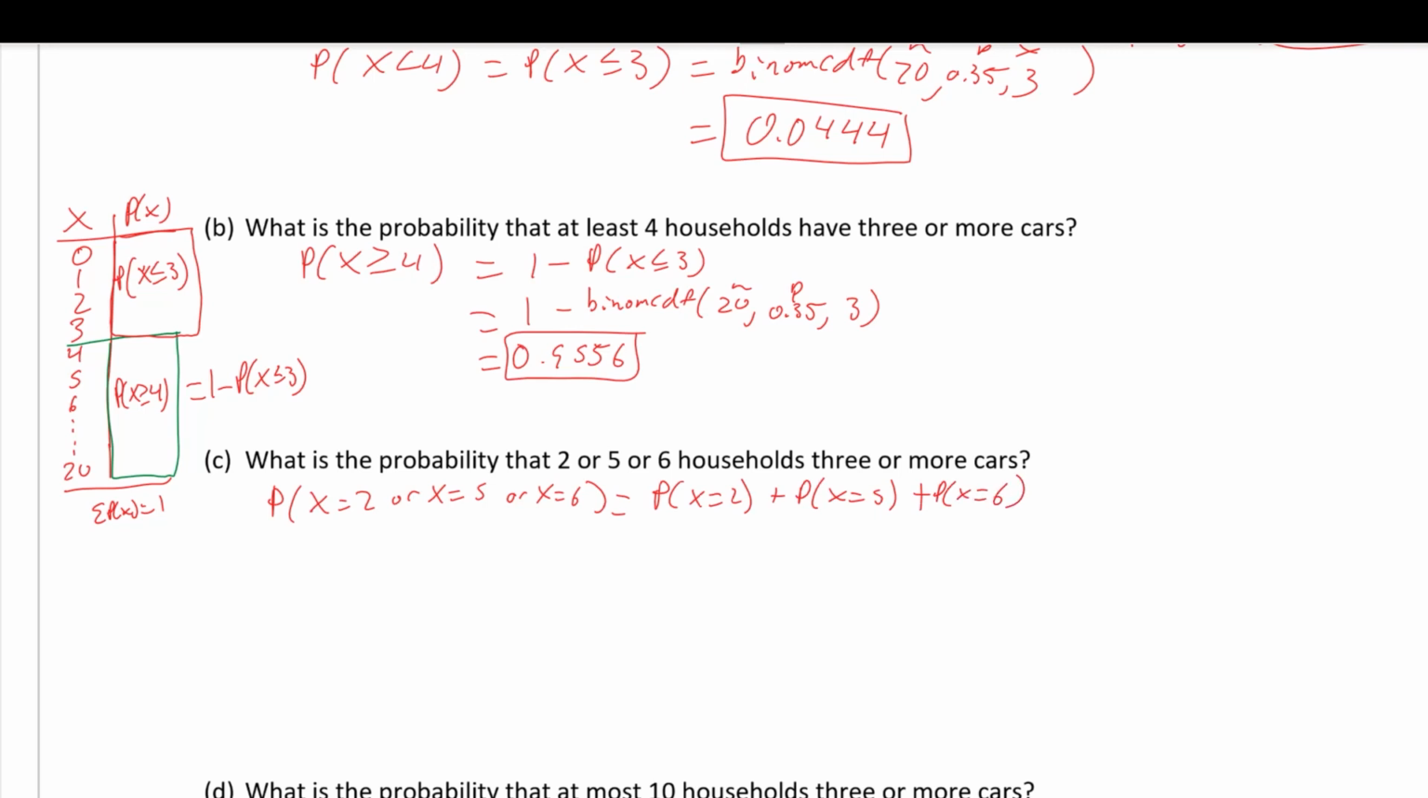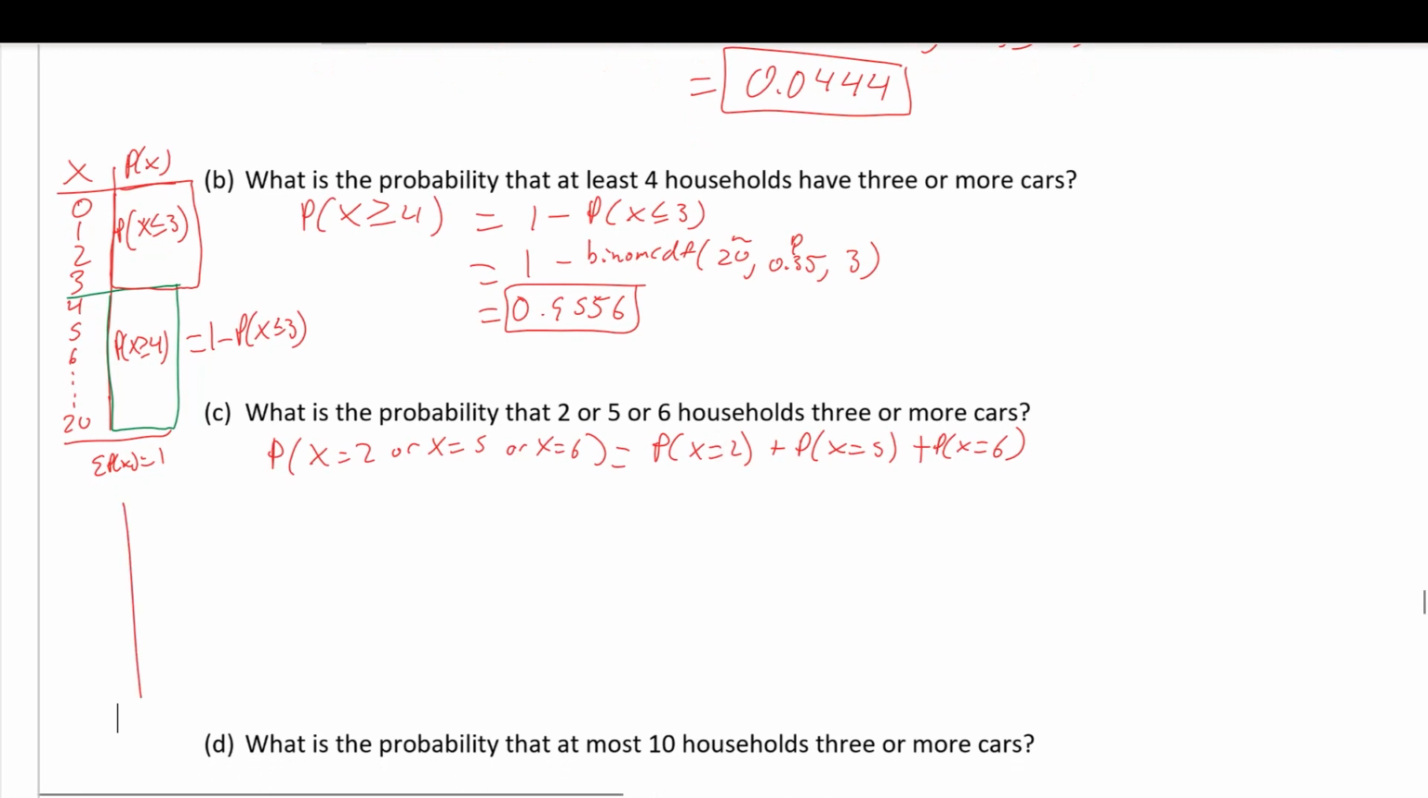Again, if you're looking at the distribution table here, just to do a quick sketch of what we're doing: 0, 1, 2, 3, 4, 5, 6, 7, dot, dot, dot, 20. We're only interested in this guy here, this guy here, and this guy here. Each one of those is a binomial PDF. So let's do that.